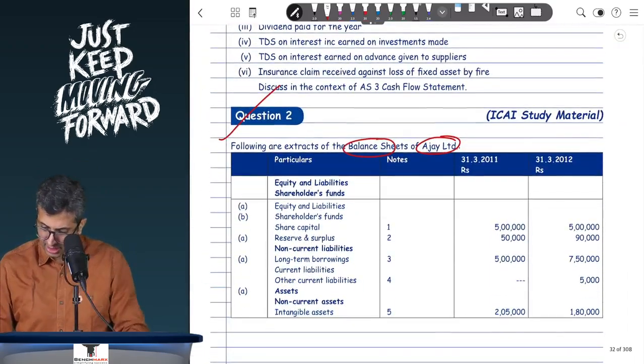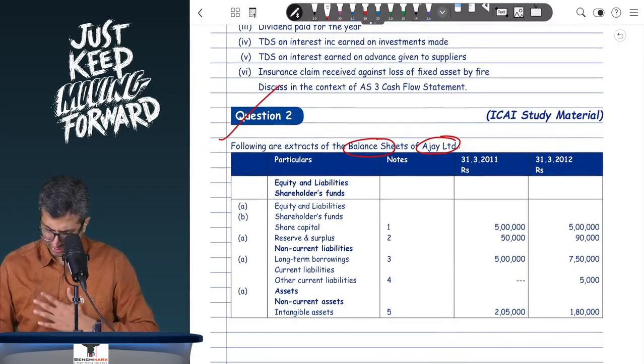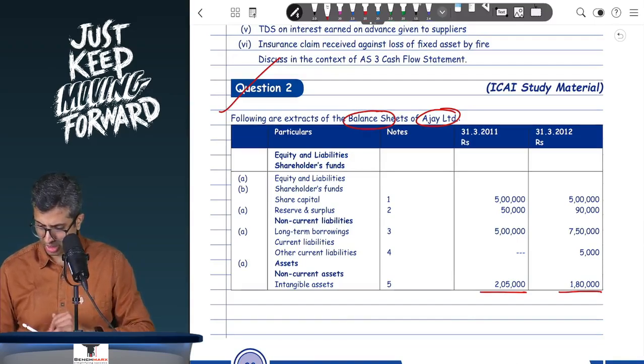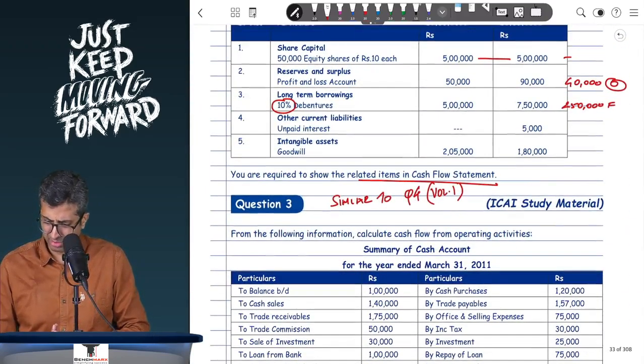Okay, next, you don't have the complete data over here, so we'll just review that quickly. And you have intangible assets going from 2,05,000 to 1,80,000. Well, we believe that may be due to amortization.